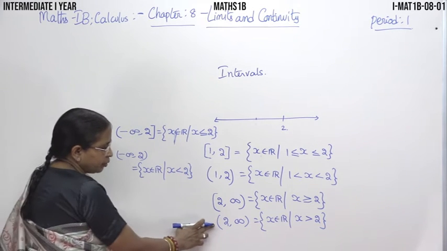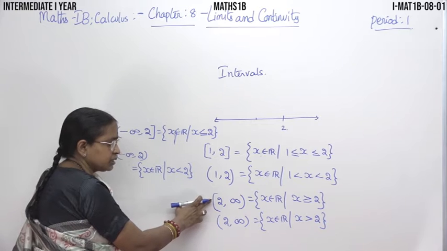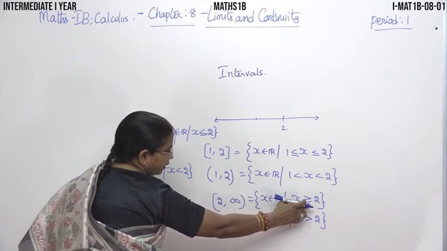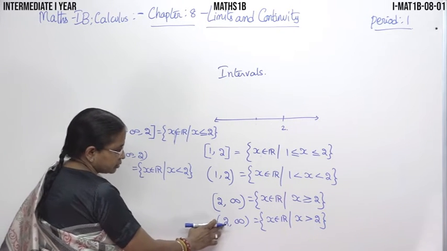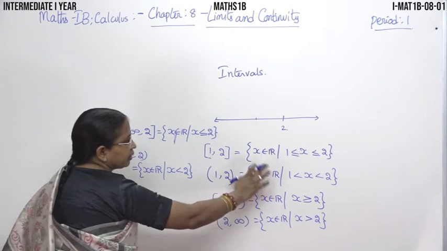So when you put open brackets, that particular number is not included. When you put closed brackets, that number is included. Greater than or equal to 2, like this. 2 to infinity, x greater than 2, x lying between 1 and 2, like that.